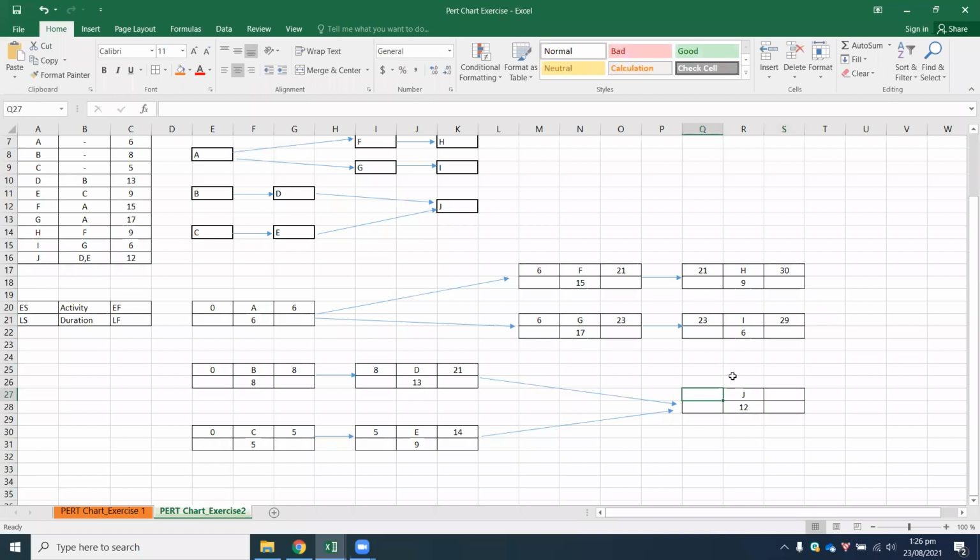Next up is activity J. The predecessors are both D and E. When you have two predecessors, both of them need to be completed before you may proceed. So you have the values 21 and 14 for early finish. Ronish has taken forward the value of 21, which is correct. So 21 plus 12 gives a value of 33. That is definitely correct. Thank you very much, Ronish, thank you for your effort.